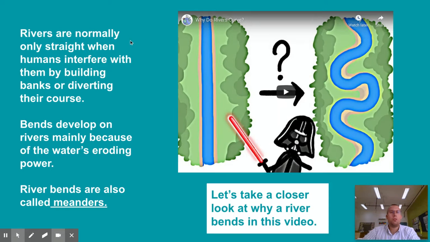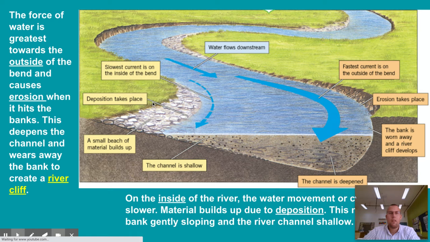Rivers are normally only straight when humans interfere with them by building banks or diverting their course. Bends develop on rivers mainly because of water's eroding power. River bends are also called meanders. Let's take a closer look at why rivers bend in this video. Okay, so pause my video and watch the video in the slides.